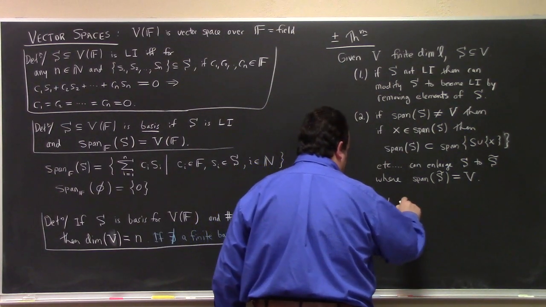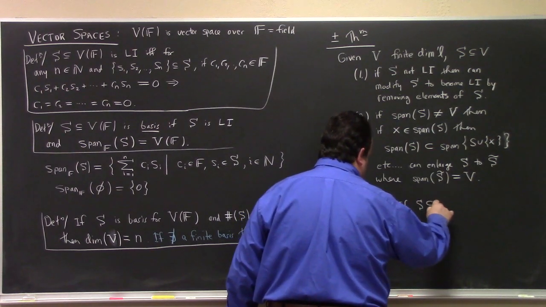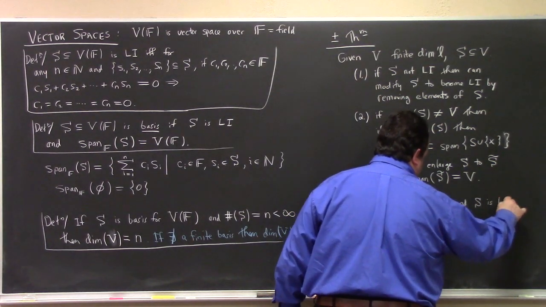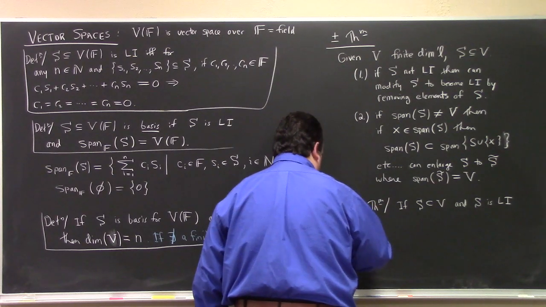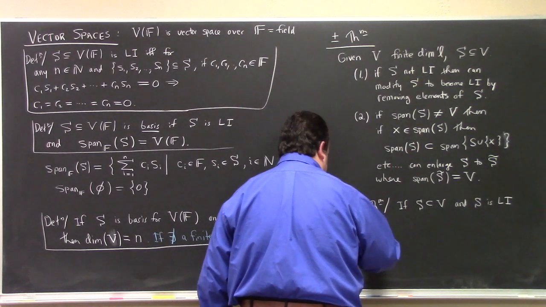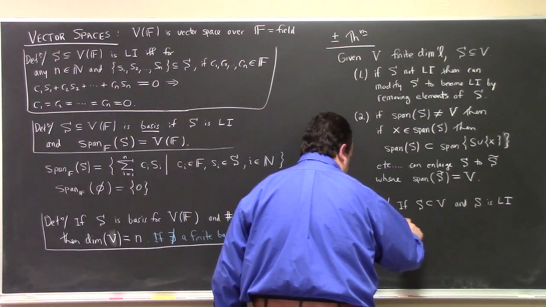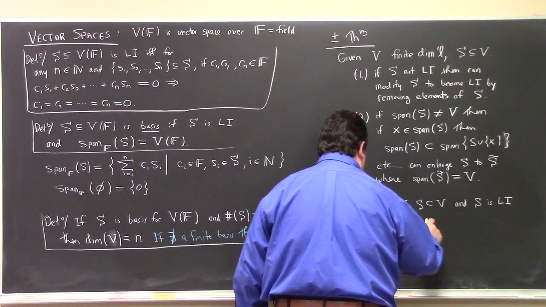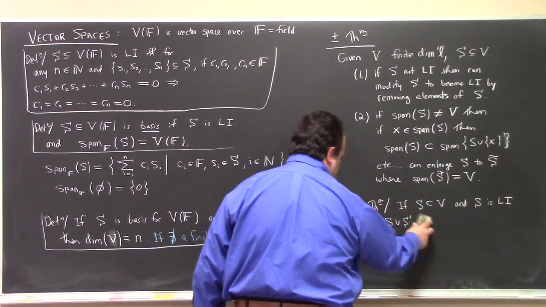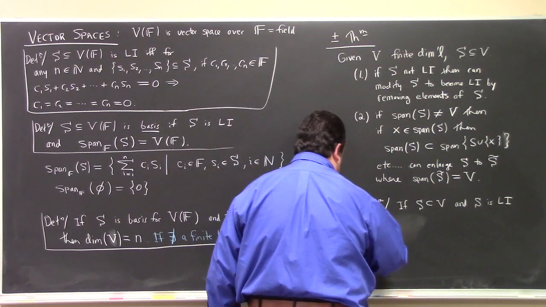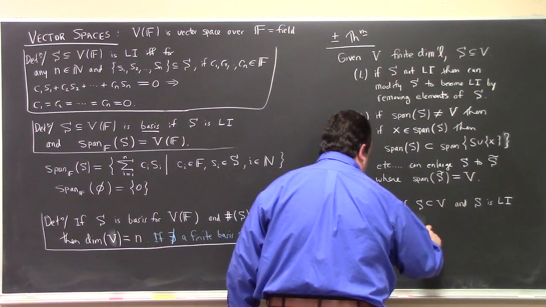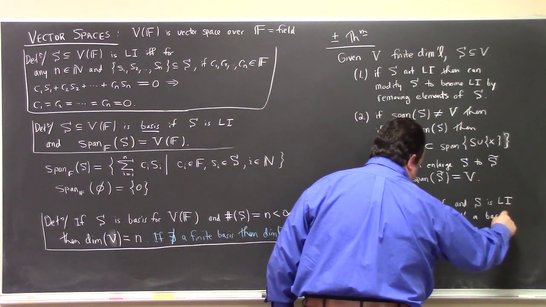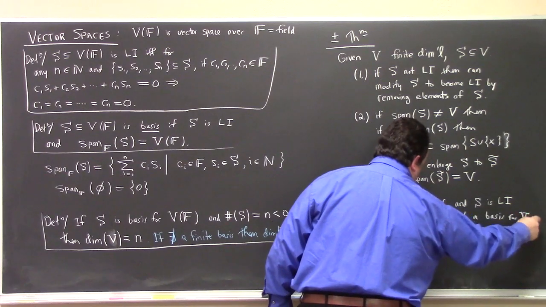And I'll state it in an easier way. If S is a subset of V and S is linearly independent, then there exists S prime such that beta, equal to S union S prime, is a basis for V.